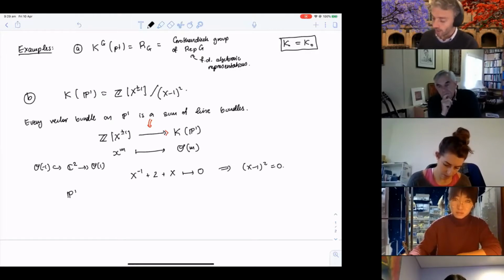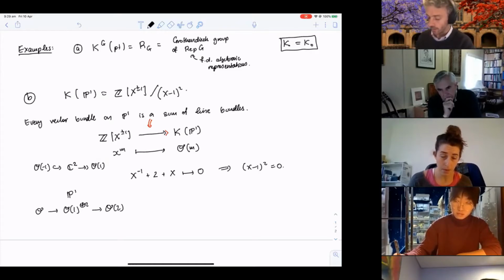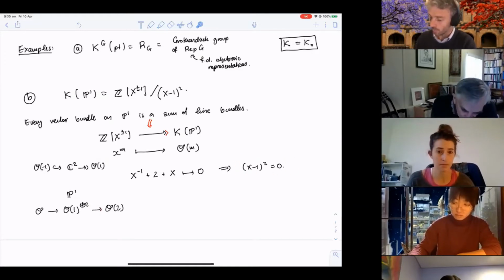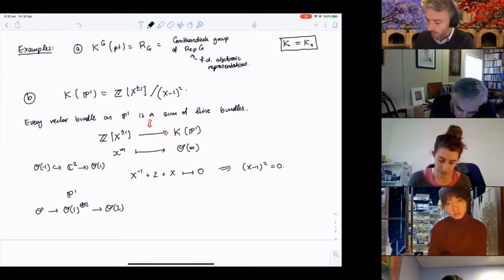Of course, this sequence we can tensor with O of 1 to get O goes to O of 1 goes to O of 2, and this is an exact sequence. So the class of this minus the class of this minus the class of this goes to 0, which is exactly saying that this is 0. So that says that we definitely have a map here.